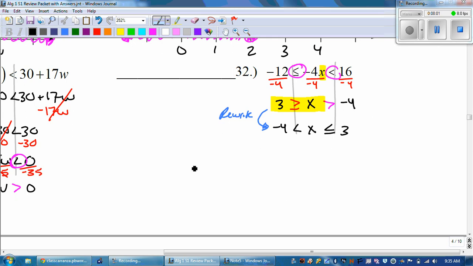So now that I have that, I can draw my graph, okay? Now I know yours has a bunch of other numbers in between that. I'm being lazy because I don't have the numbers. So at negative 4, we're open, and at 3, we're closed, and then we shade the center.